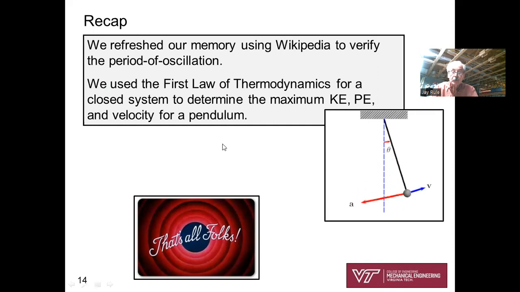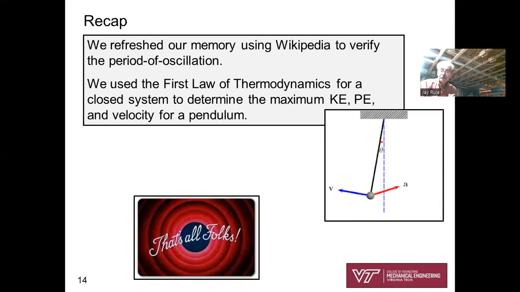Let's see what we accomplished. We refreshed our memory in Wikipedia to predict the period of oscillation of our pendulum. I think you can still see the pendulum going. We used the first law of thermodynamics for a closed system to determine the maximum kinetic energy, the maximum potential energy, both of which are the same, and the maximum velocity for a pendulum. So that's it. I thought you might be interested in seeing another little demo.